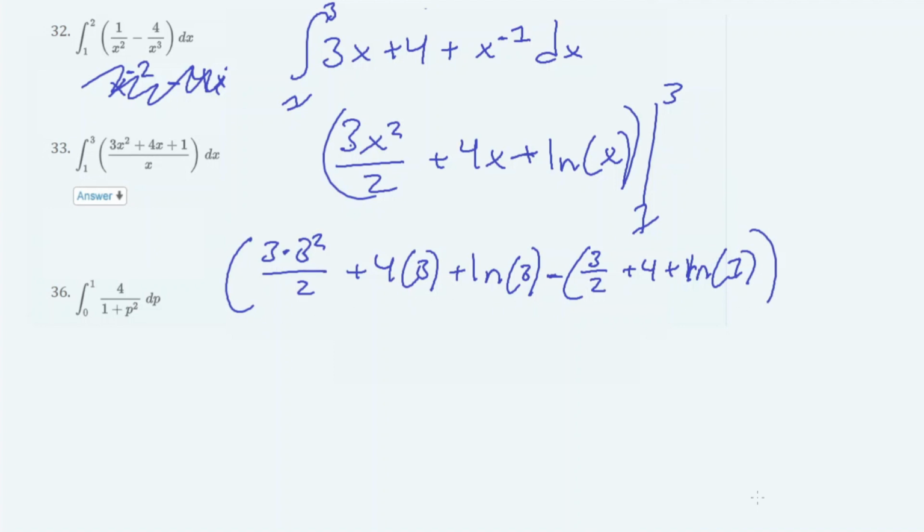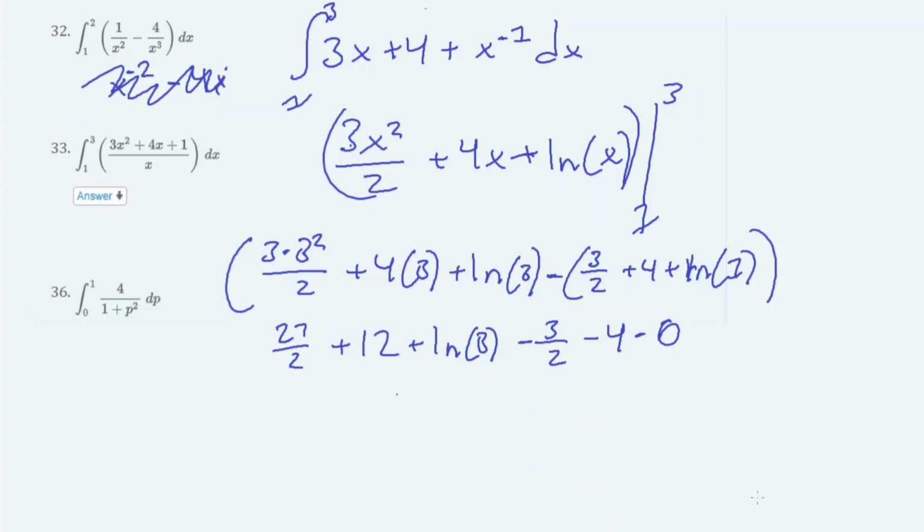So 3 times 3 squared, that's going to be 27 over 2 plus 12 plus ln 3. And then we have minus 3 squared over 2 minus 4 because we distribute the negative, and then minus ln 1. But if you remember, ln 1 is equal to just 0, so we're going to have minus 0.